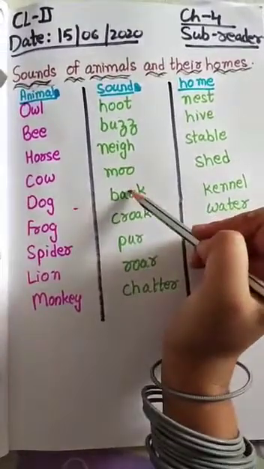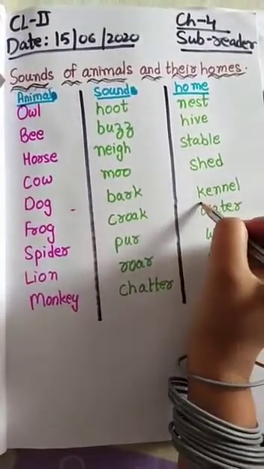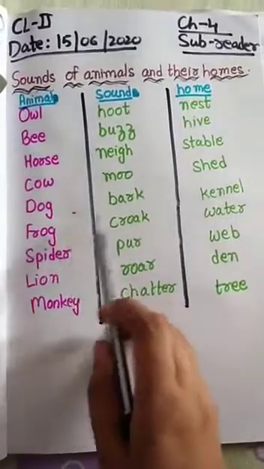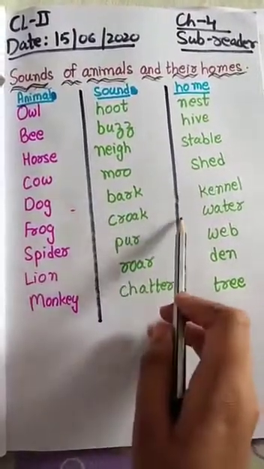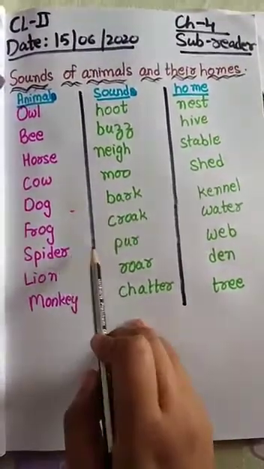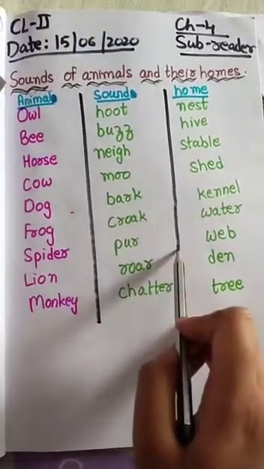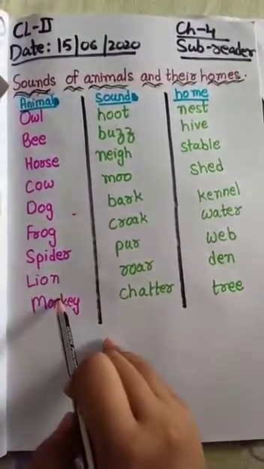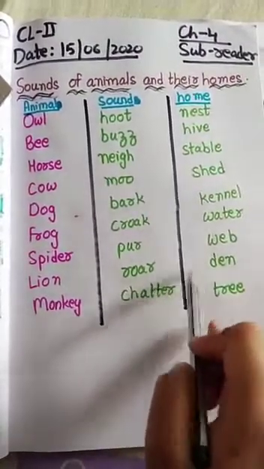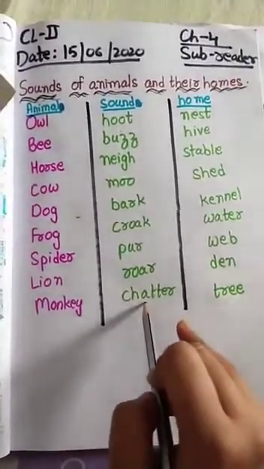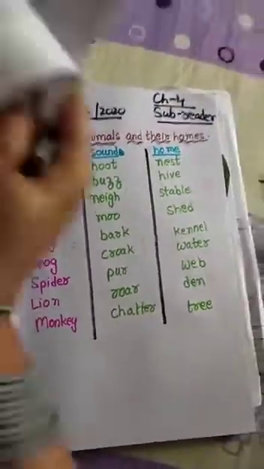Dog, they bark and they live in a kennel. Frog, they croak, they live in water. Spider, they purr, they live in a web. Lion, they roar, they live in a den. Monkey, chatter, they live in a tree.